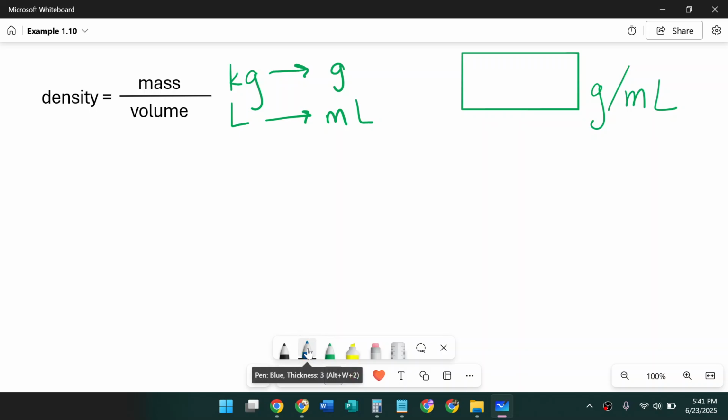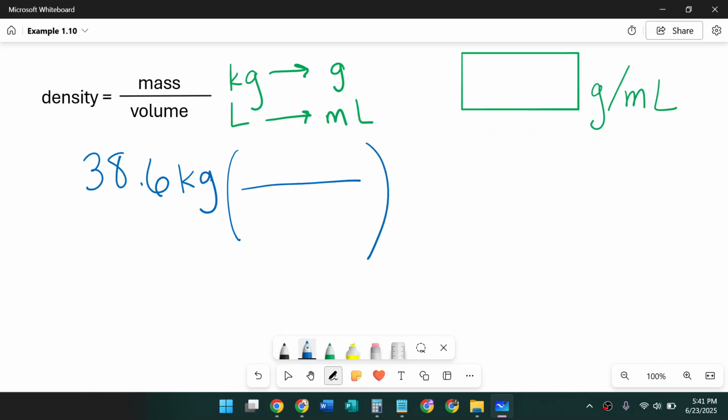So let's start with our mass. The mass they gave us was 38.6 kilograms. And let's add our conversion factor in here. We want to get rid of kilograms and turn it into grams. Just so that we don't mess up, let's put our conversion relationship. So for every 1 kilogram, we have 1,000 grams.